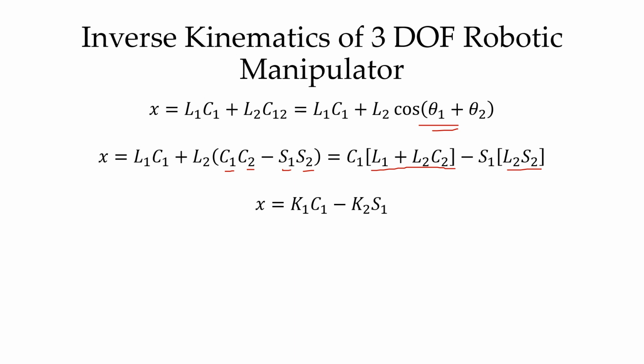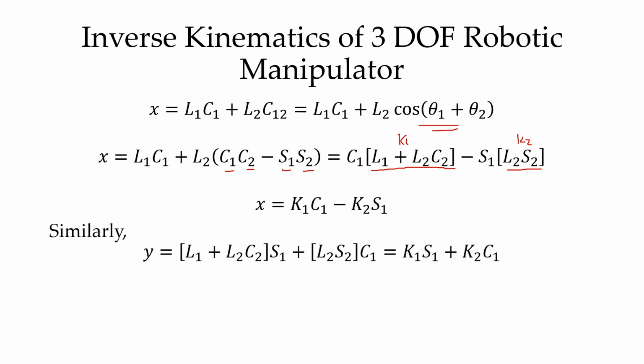So we will substitute for this as K1 and this as K2, and we will get an expression like K1 C1 minus K2 S2. Similarly, for Y also we can do the same operation, where we will get an expression like this: K1 S1 plus K2 S2.